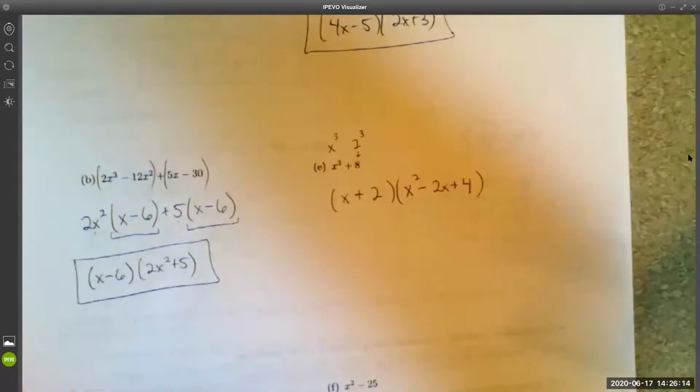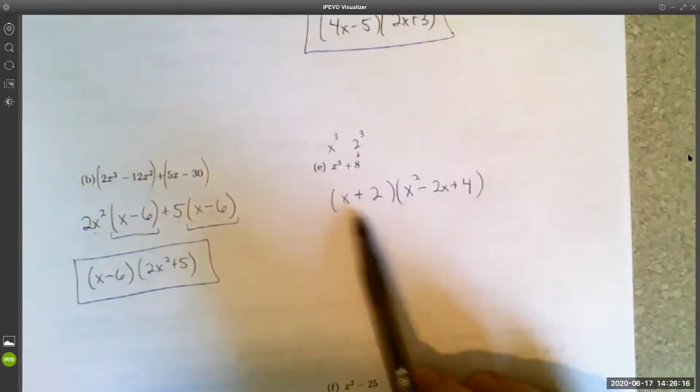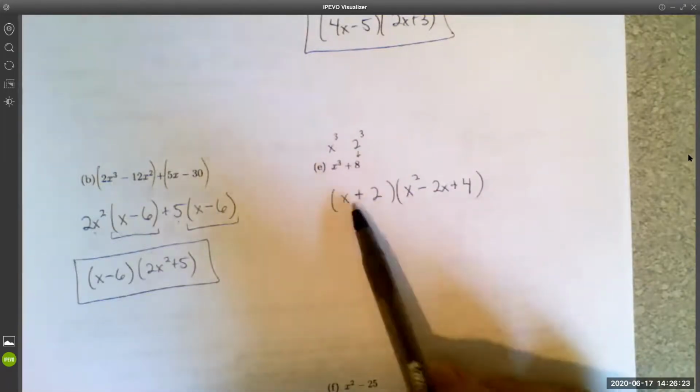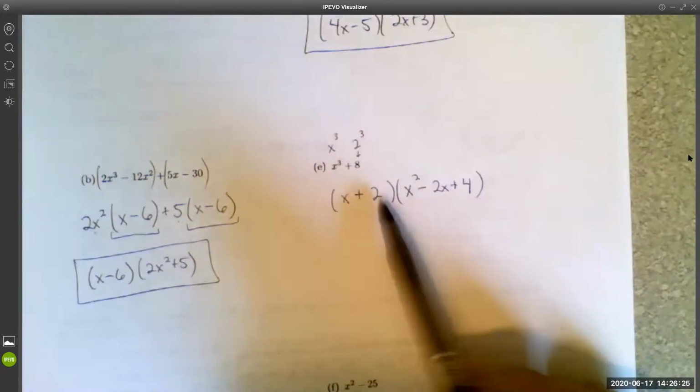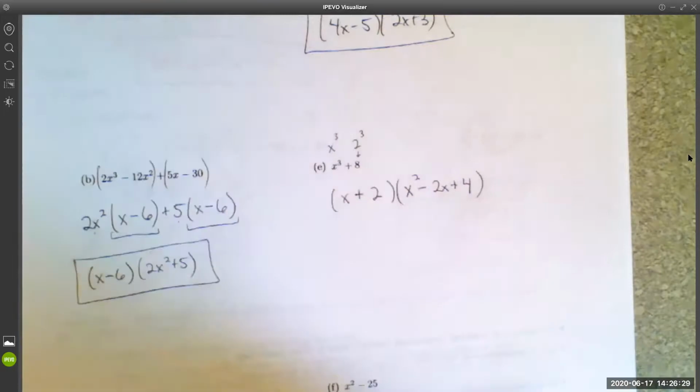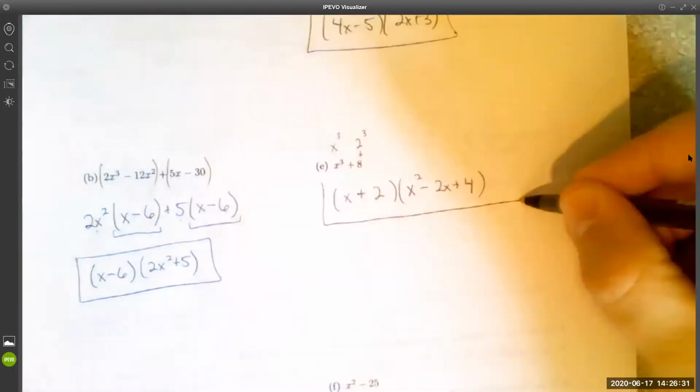You're welcome to check this, right? If you distribute all of this stuff, you get x cubed, you get a negative 2x squared, but that cancels with the positive 2x squared there. You get a positive 4x, but that cancels with the negative 4x there. And then you get a positive 8, right? So sure enough, that factorization will do the job.